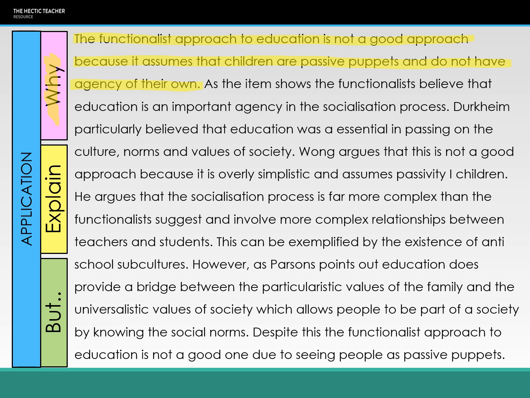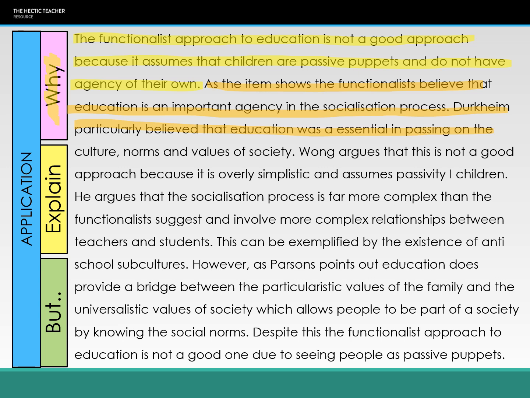I then go into my explanation, which I'm going to do in orange because that's close enough to the yellow. Here, functionalists believe that education is an important agency in socialization, and so on.